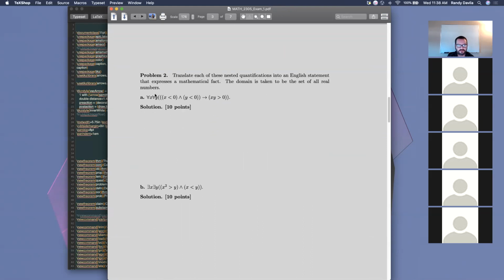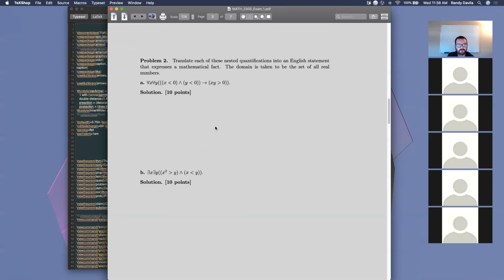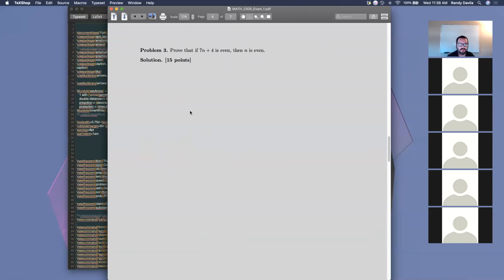Translate mathematical or logical statements like this into English sentences. So for example, here: for all x, for all y, x less than 0 and y less than 0 implies x times y is greater than 0. So the English translation would be something like the product of two negative numbers is going to be positive. And then we have a proof here. We've done a few of these in class. We'll do some more today.